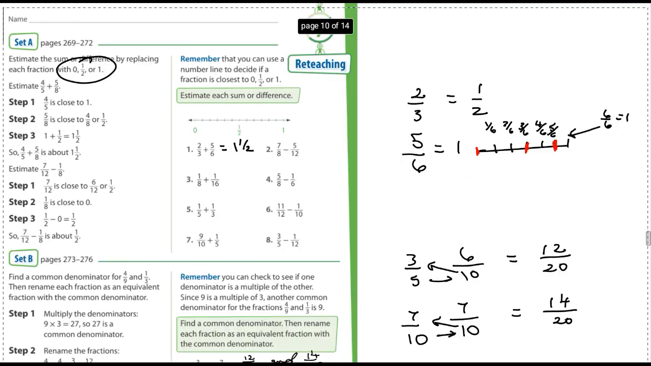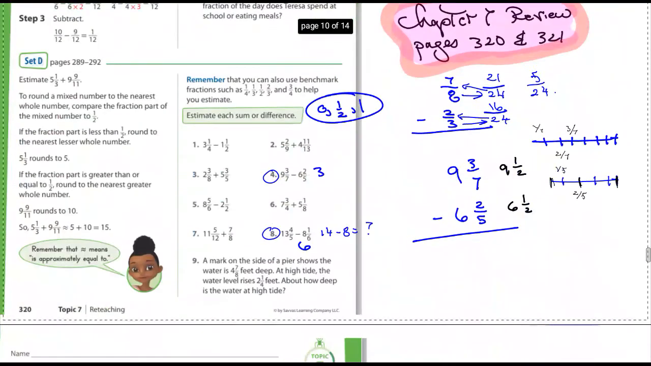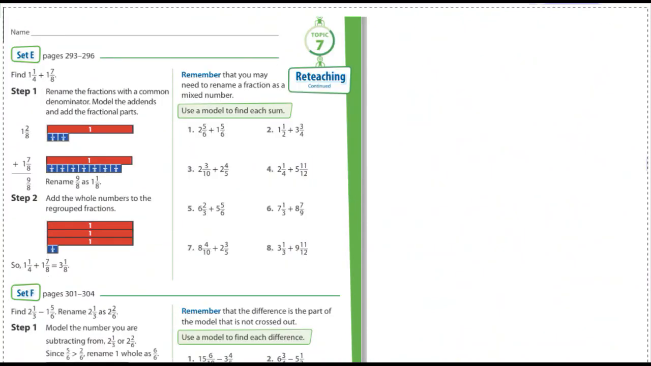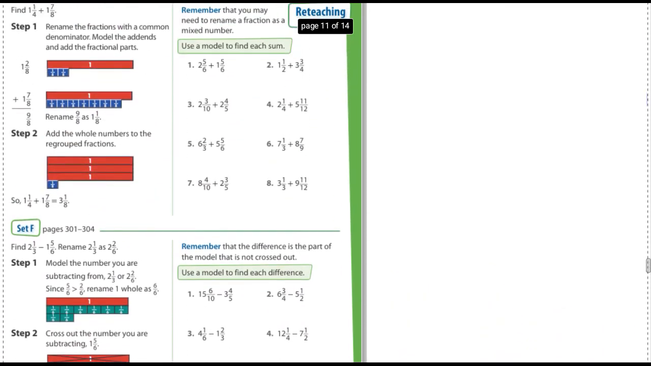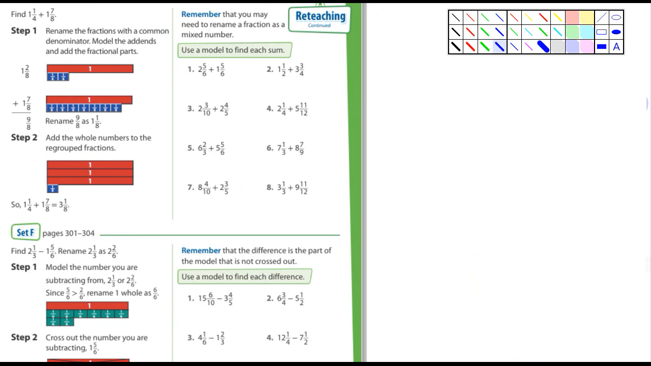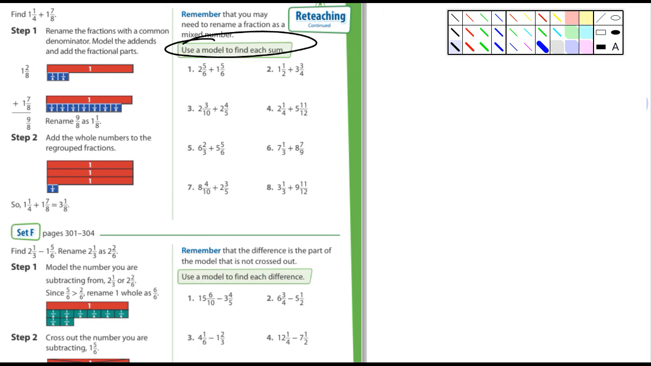Okay, almost done here. What have we got left here? So the set E, this is page 321. So it looks like it says use a model to find each sum. You do not have to use a model if you don't want to. If it helps you, go for it. Let's look at number 4 together here.